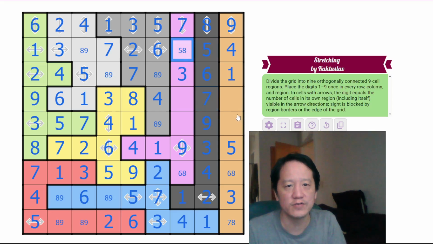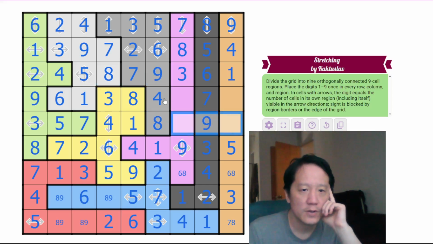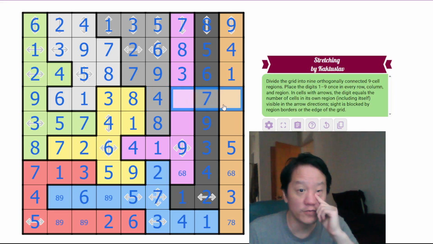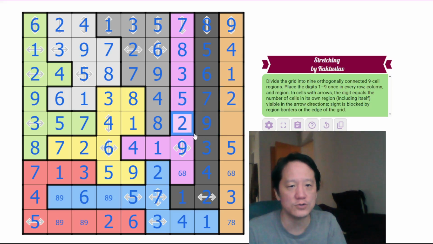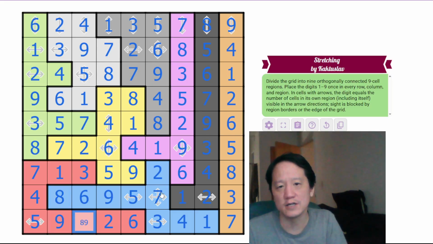5 eliminates 5 here, so that's 8, which makes this 9, which makes that 8, which makes that 9, which makes that 8. We have 2 and 5 remaining in row 4. This can't be 5 because of 5 in the column, so that's 2, which makes that 5. This can't be 2 anymore, so that's 2. And 6 there, which makes this 8 and 6. 8 eliminates 8 here, so it's 7. 8 eliminates 8 here, so it's 9, 8, which makes this 9 and 8.